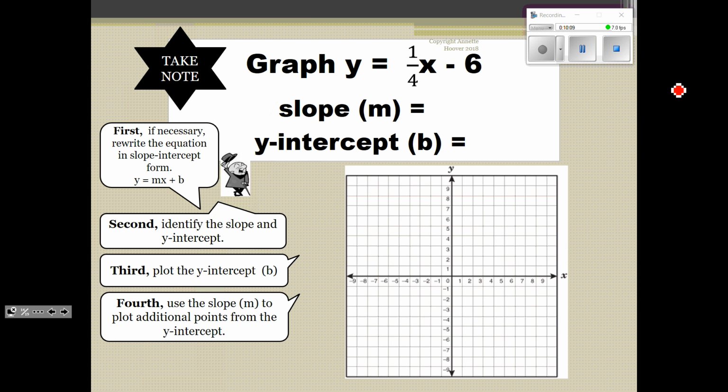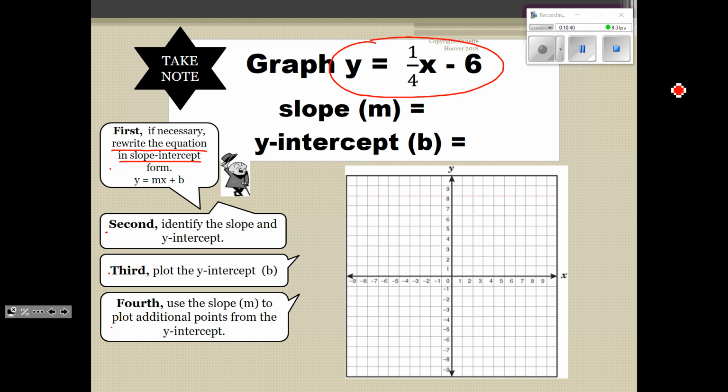If you're taking notes, this starts the note page. We have an equation here at the top. If you look, it is already in slope-intercept form because y is by itself on the left side of the equation. And we have the steps written over here of how you're going to graph it. First, you need to check to see if it is written in slope-intercept form. Ours already is. Second step, and this is a step you can do mentally, but we're going to do it on our notes, just to make sure you can identify the slope and the y-intercept.